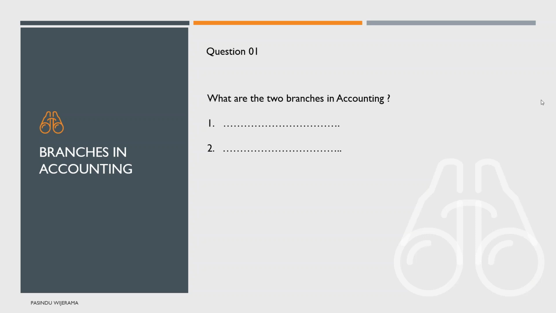Why have managers developed something called the management accounting system? Because they wanted something additional to whatever information was provided in the financial accounting. The financial accounting information was not sufficient.